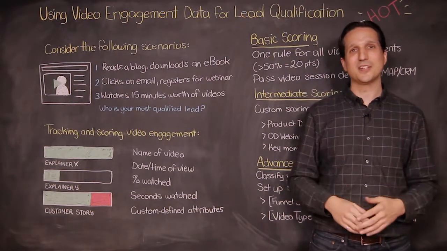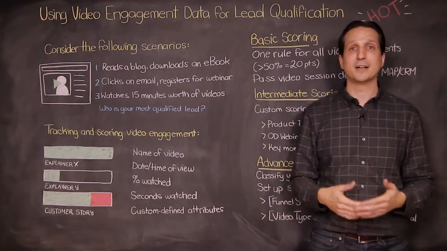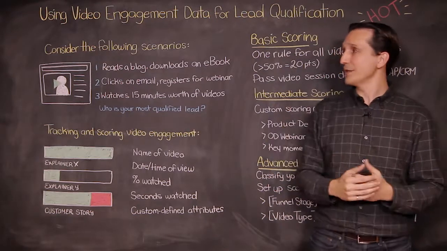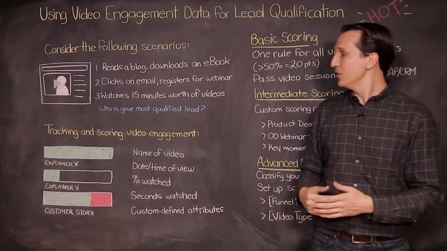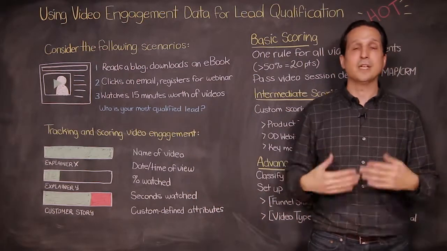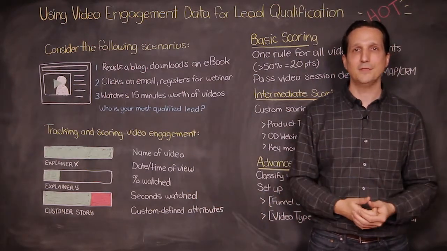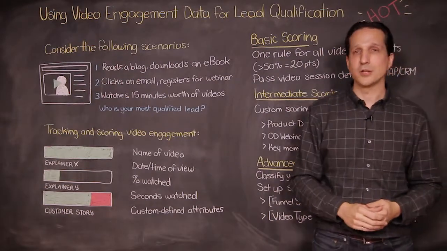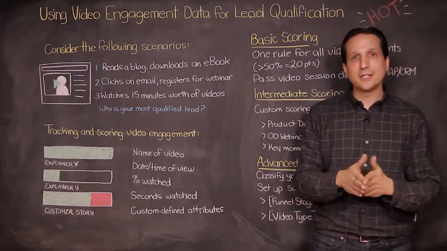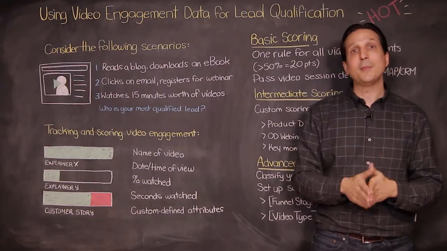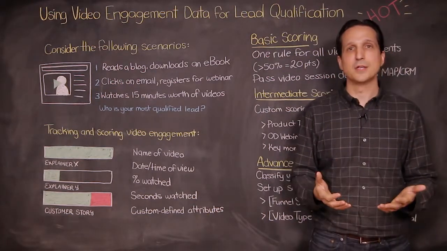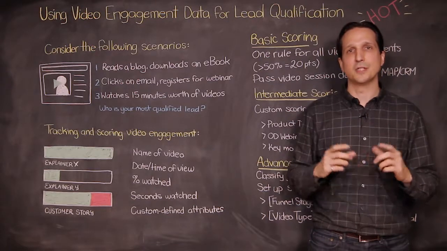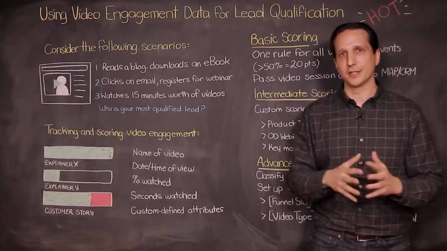So of course the big question is, how do I do this and how do I implement it effectively to improve my processes and get better results? Well, with a platform like Vidyard, you can start to track all of this data for each of your prospects' video engagement activities. Which video did they watch? When did they watch it? What percentage of that video did they complete? How many seconds did they watch? And then you can also create custom attributes that help you categorize different videos in different ways, and we'll talk about that just a little bit later.